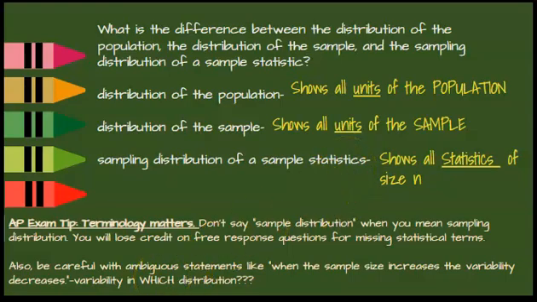Also, be careful with ambiguous statements, like when the sample size increases, the variability decreases. Well, you have to be specific. The variability of what decreases? Okay, specifically the variability of the sampling distribution of the sample statistics might decrease. So just be real careful. These words are important, and you have to make sure you use the right words to get full credit on an FRQ.